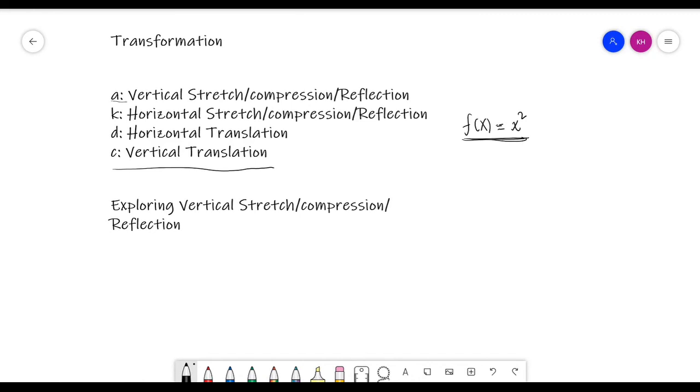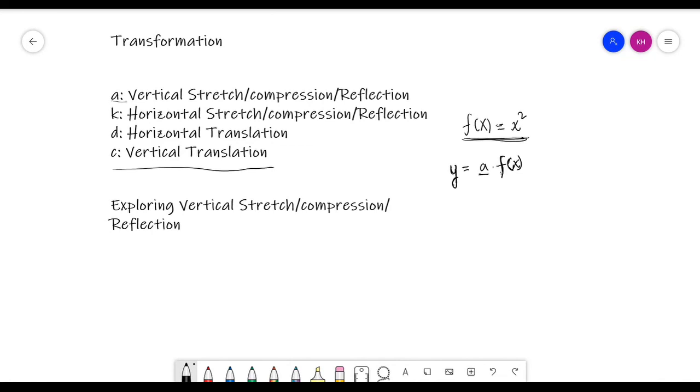So the transformation A usually is shown in a function like this. Let's say the function is y equals A times f of x. So any number that you see on the outside of the function that is being multiplied is basically our A value. So whenever we see a function, it is important that we identify this transformation right away.